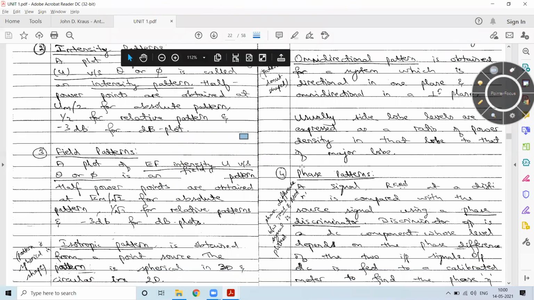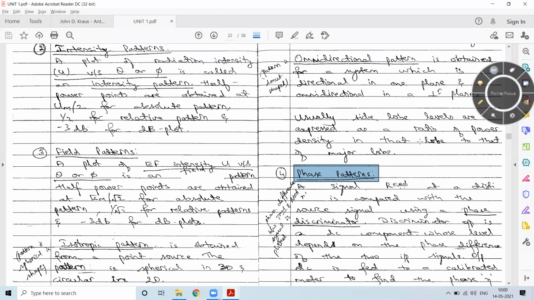Lastly, what is meant by phase patterns? A phase pattern is nothing but the plotting of the phase difference between the transmitted and received signals with respect to the antennas. If you plot that, you will get what is known as the phase pattern.